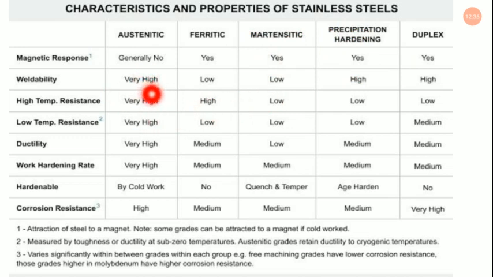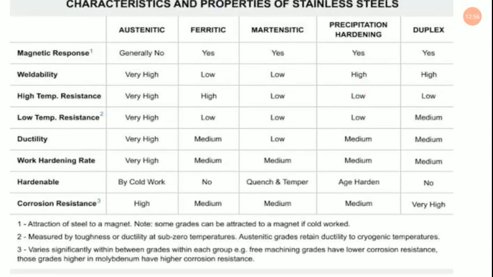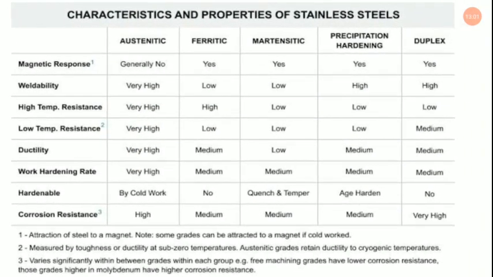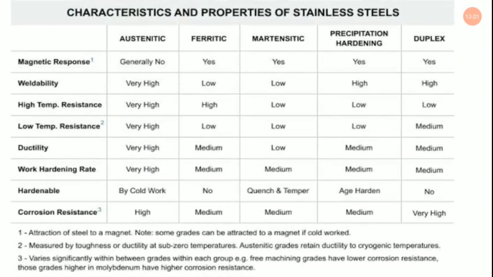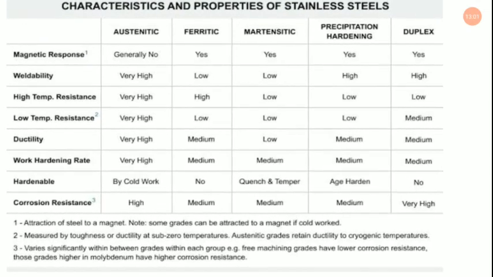Weldability of austenitic stainless steel is very high, whereas for ferritic it is low and for martensitic it is low. Precipitation hardening is high, duplex is high. Now, high temperature resistance for austenitic is very high, for ferritic is high, for martensitic is low, for precipitation hardening is low, and for duplex is low. For austenitic stainless steel, low temperature resistance is very high, ferritic is very low, martensitic is also low, and precipitation hardening is also low. For duplex it is medium.